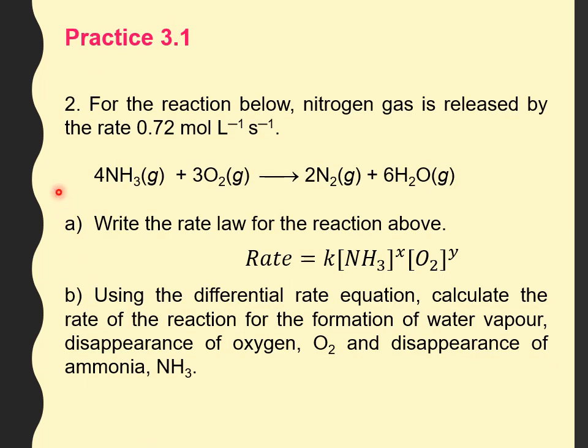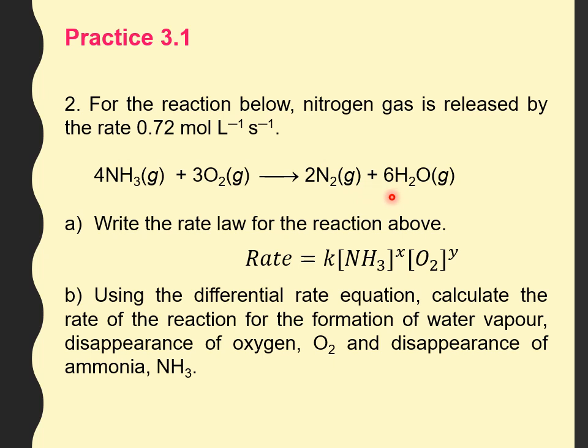So with that, let's look at practice 3.1 question number 2. I just want to show you how to answer this question. Write the rate law for the reaction above. So this is the reaction that is given to you: 4 NH3 plus 3 O2 gas becomes 2 N2 gas and 6 H2O.